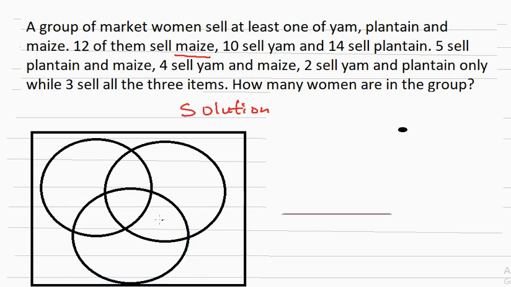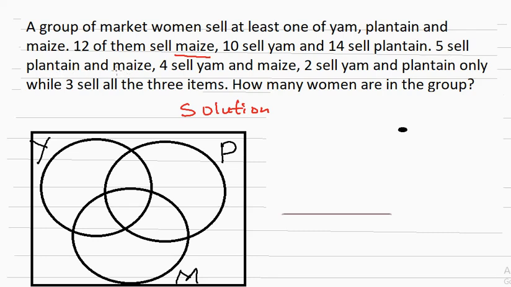Now, anytime you want to draw the Venn diagram of a subset, the very first value you're going to insert is the value for the intersection of all the sets. All right. So of course, let this be plantain, and let this be maize. So we are told, if we read through this set, 10 sell yam, 14 sell plantain, 5 sell plantain and maize.